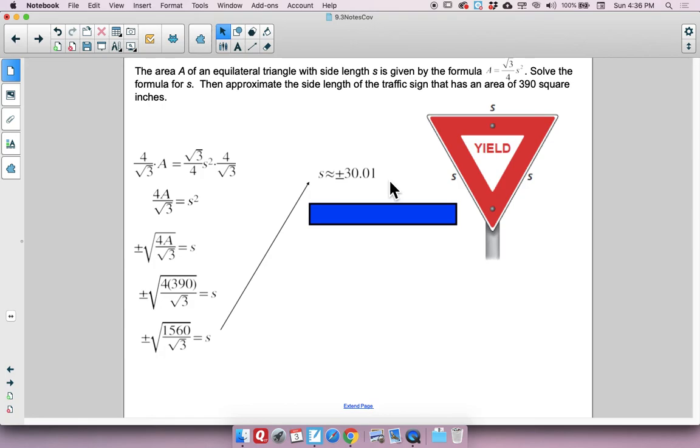So are there 2 answers to that? No, of course not. You can't have a side length that's negative. So our answer is about 30.01 inches. And it could be with the rounding that it's actually exactly 30. I'm not sure. Okay, good.